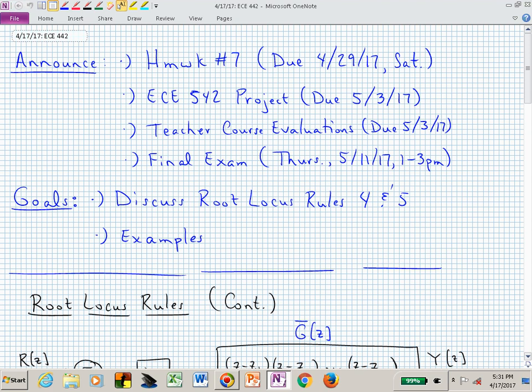Just by way of announcements, homework number 7 is due on a different day than normal. It will be due on a Saturday, just so that you're not turning it in on a Sunday or a Monday during the last week of school. Trying to abide by the rules. So homework number 7 will be due on the 29th. That's a couple of days before design day. I'm sure that's more what you're focused on anyway.